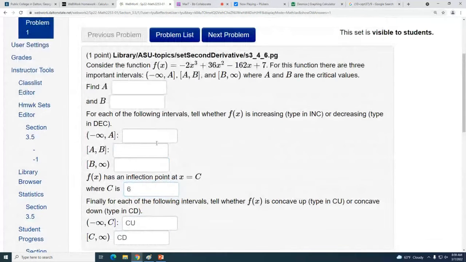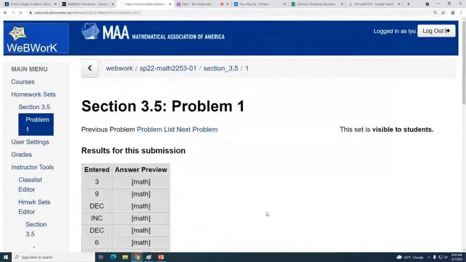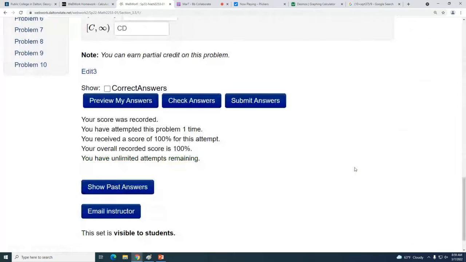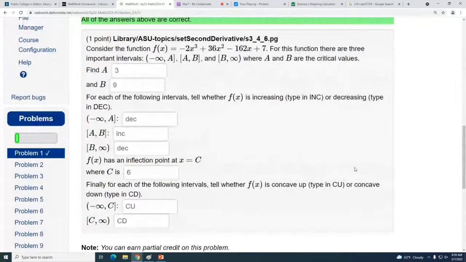This was 6, and that was 3 and 9. We got decreasing, increasing, and then decreasing. Let's finish all the solution that we just did. Any questions? So this is a slightly more modeled example where the solution seems to be integers.